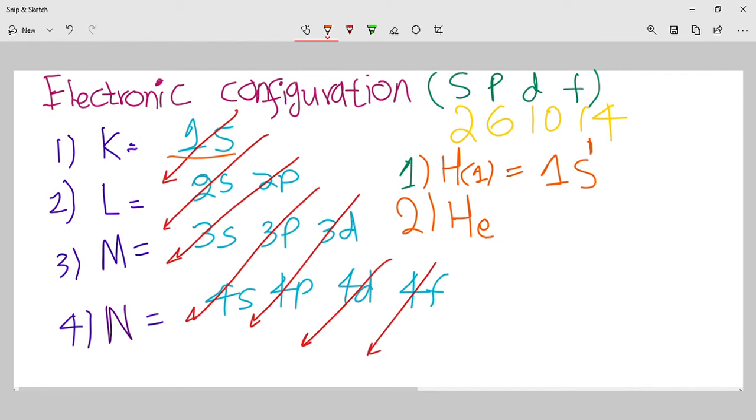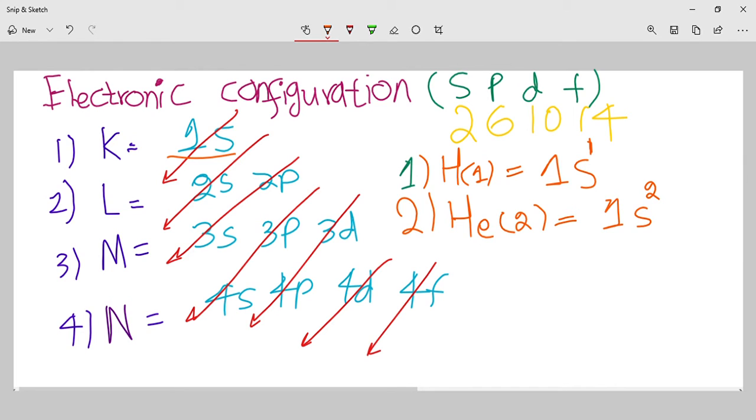Now we will do the electronic configuration of helium. We have to know how many electrons there are in helium. It has 2 electrons, meaning its atomic number is 2. Now we will again write 1s. But this time remember that the atomic number of helium is 2. So we will write 2 over here, 1s2, and this is complete.